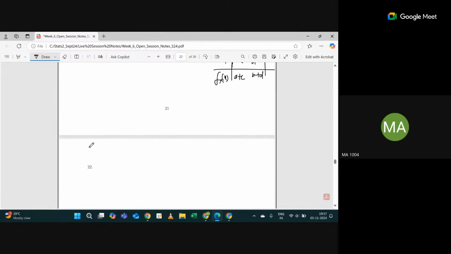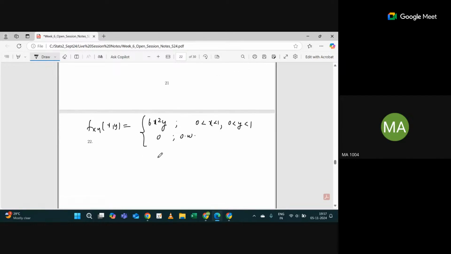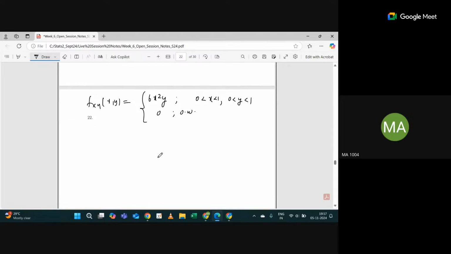Let me show you. Suppose I'm saying f_XY. I will solve this question in a minute, then you can go for the math session. I will not stop because that's also important. More or less, we have covered the concept. Just some more problems based on independence and this.